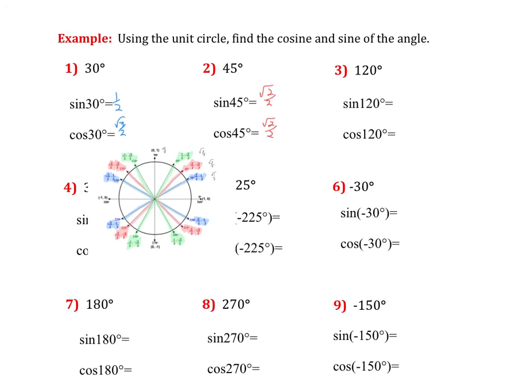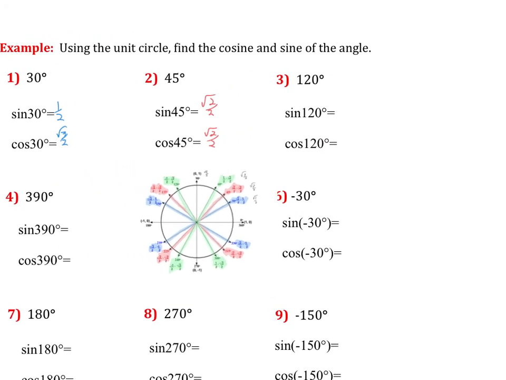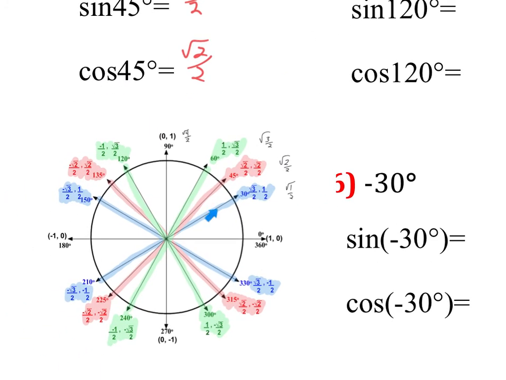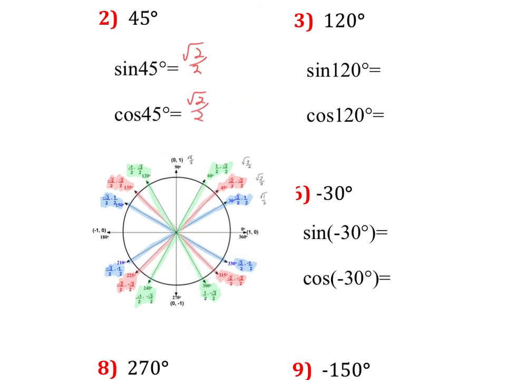Let's see what number 3 has. Let's see, 120 degrees. So I'm going to look at my unit circle. 120 degrees right here. My cosine is negative 1/2. My sine is rad 3 over 2. So cosine, comma, sine. For 120 degrees, I've got negative 1/2 for my cosine, and then rad 3 over 2 for my sine.